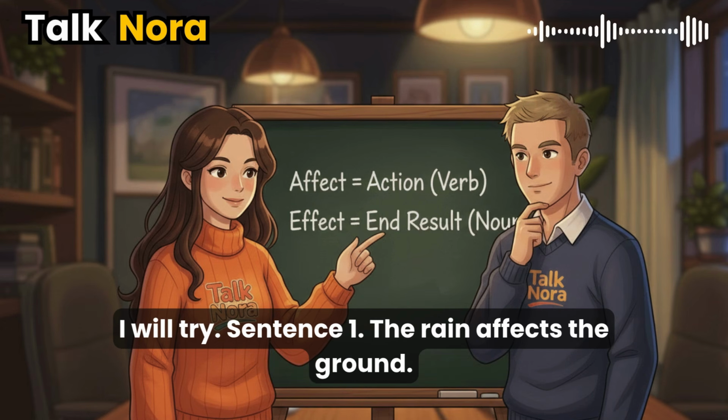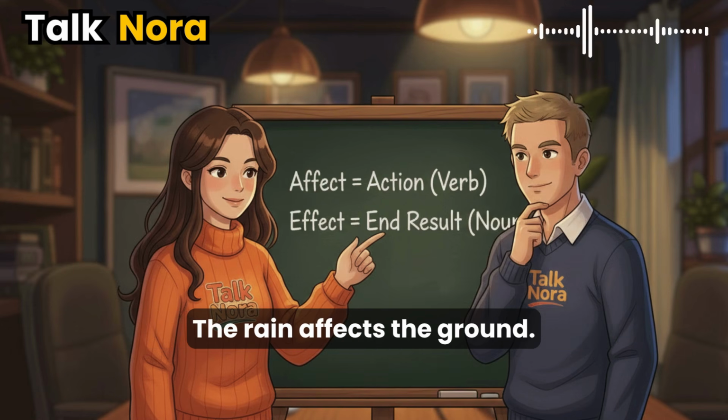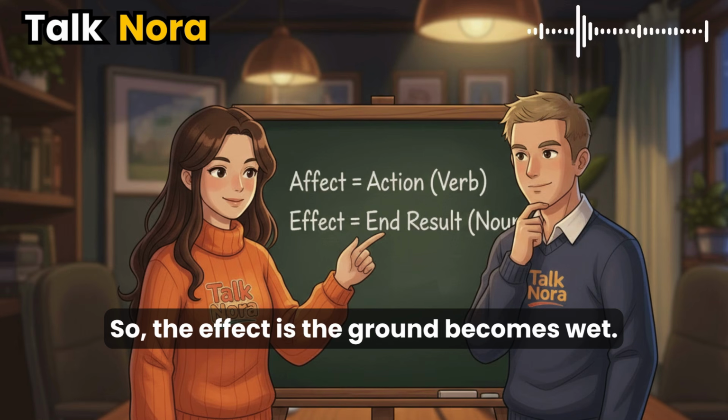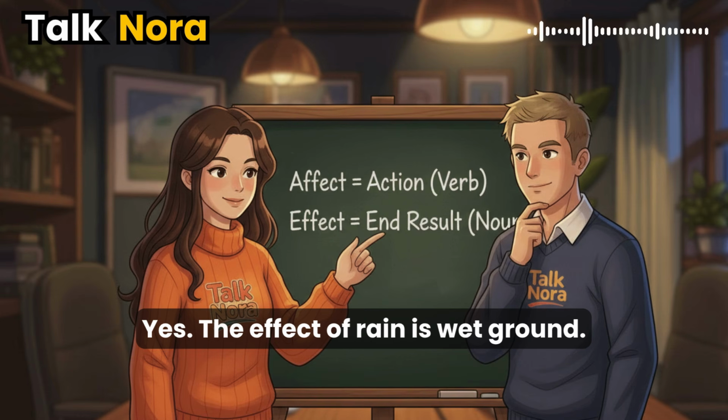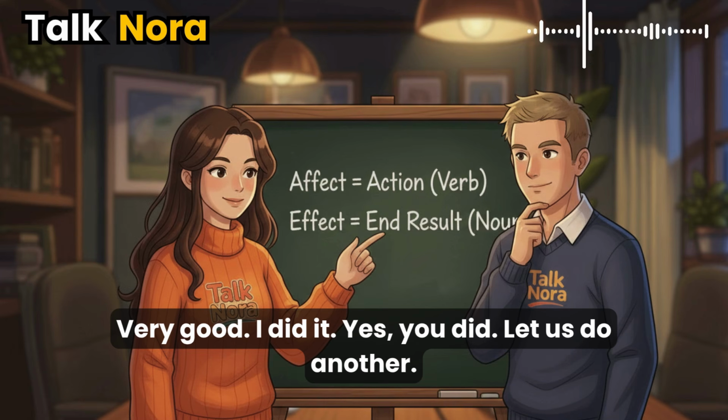Okay, I will try. Sentence 1. The rain affects the ground. So the effect is the ground becomes wet. Yes, the effect of rain is wet ground. Very good. I did it. Yes, you did. Let us do another.